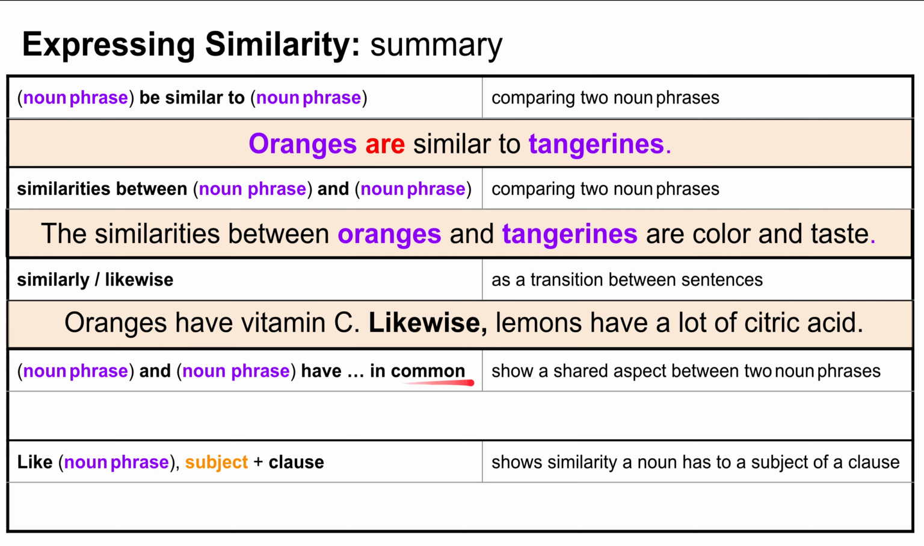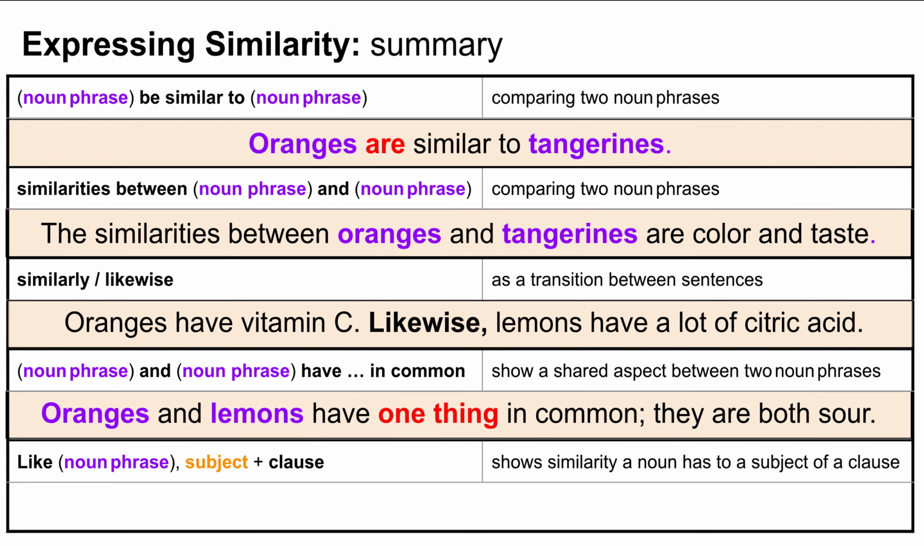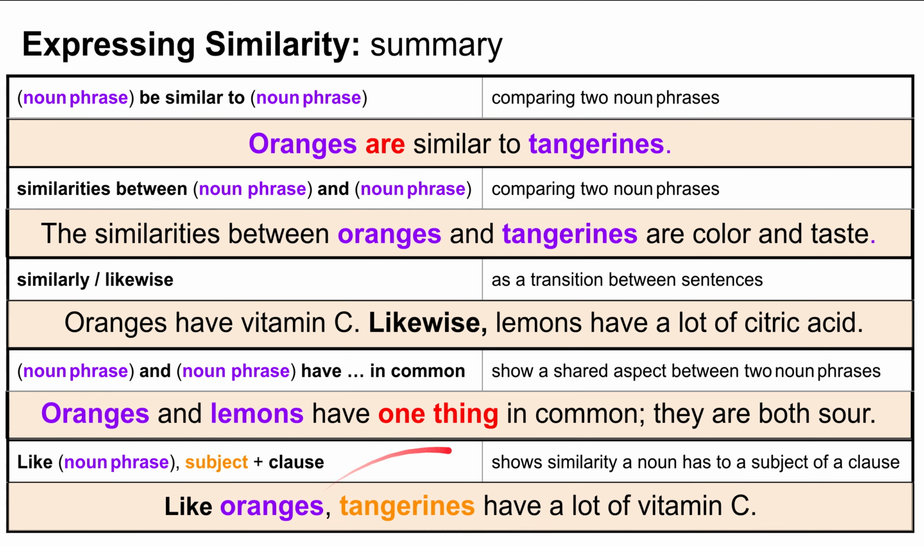Use have in common to show a shared aspect or aspects between two noun phrases. So, for example, oranges and lemons have one thing in common. They are both sour. Okay. And lastly, use like noun phrase subject plus clause to show a similarity that a noun has to a subject of a clause. For example, like oranges, tangerines have a lot of vitamin C.